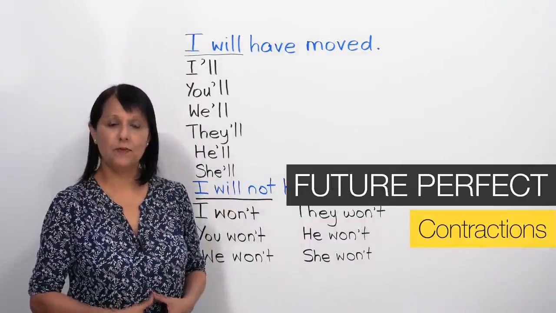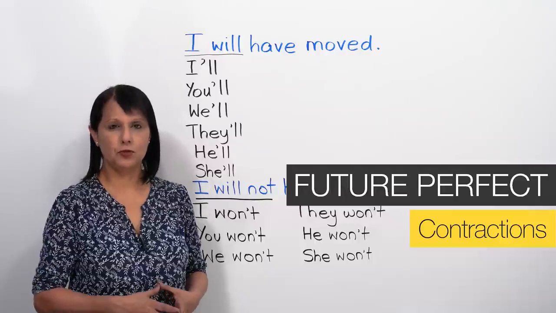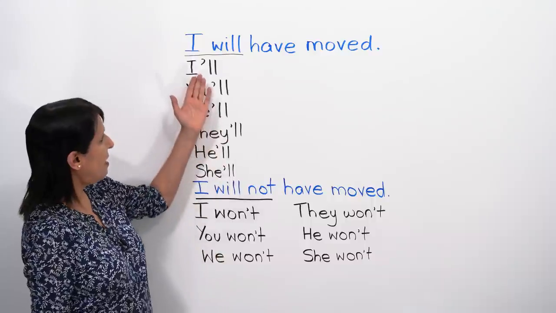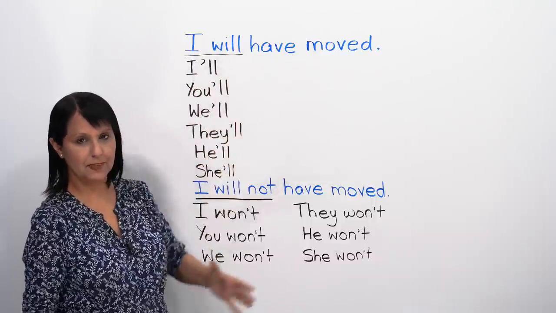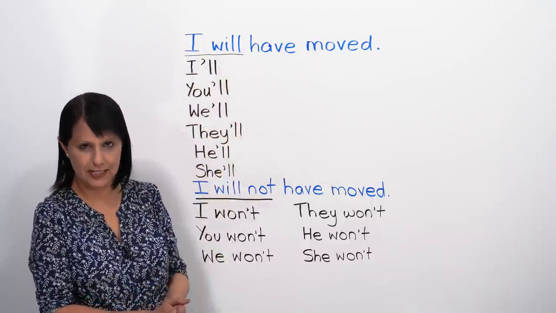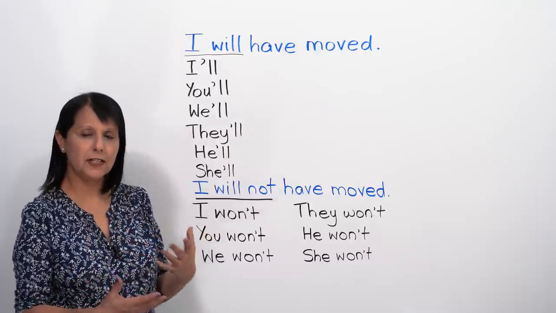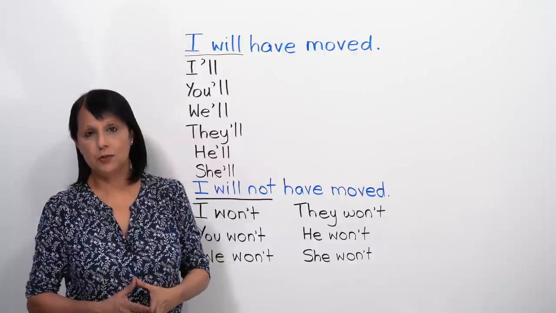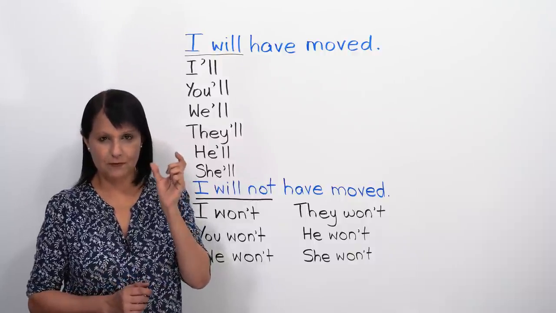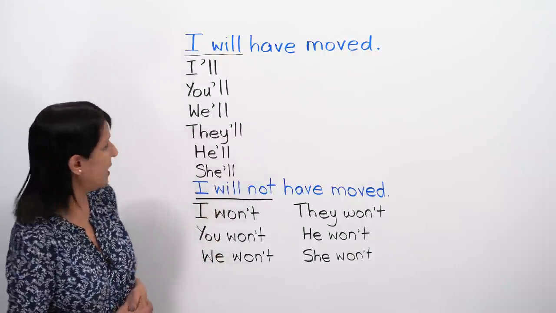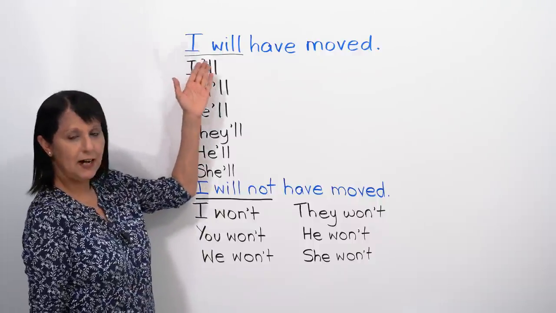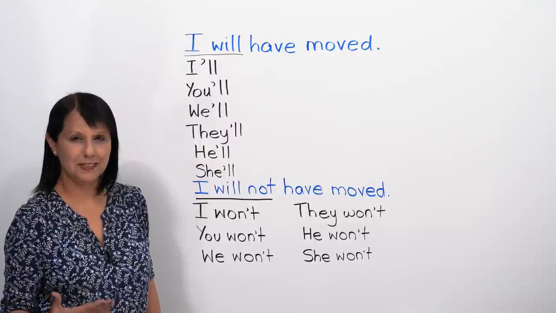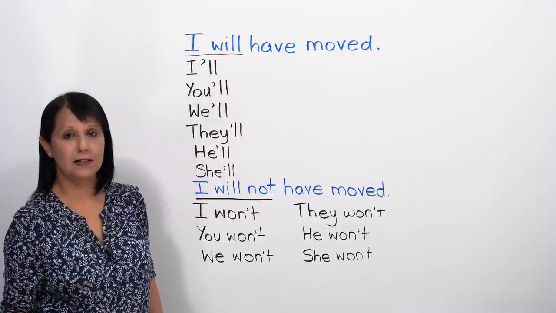Now let's look at how we form contractions with the future perfect tense. So let's look at this sentence. I will have moved. That's a sentence in the future perfect tense. But very often in informal English, in conversational English, we use contractions or shortened forms. So let's see how to do that. So instead of saying I will, we can say I'll. Say it after me. I'll.